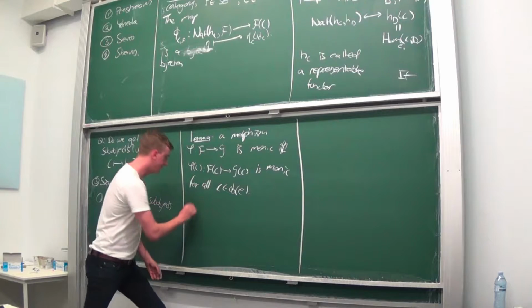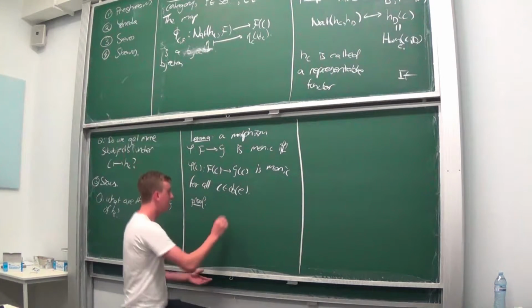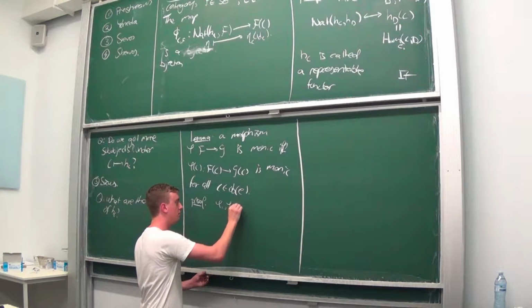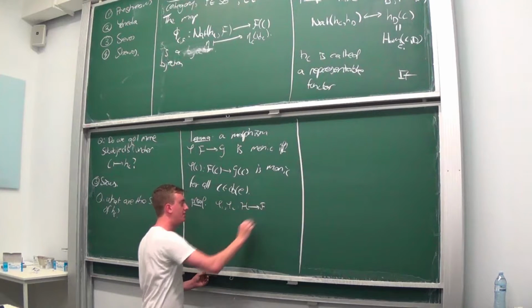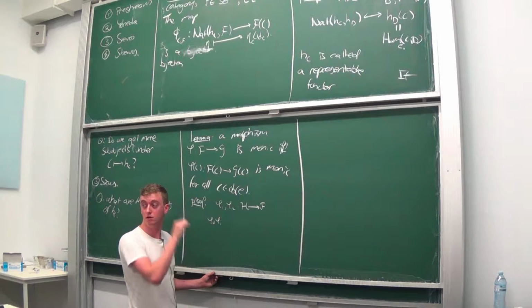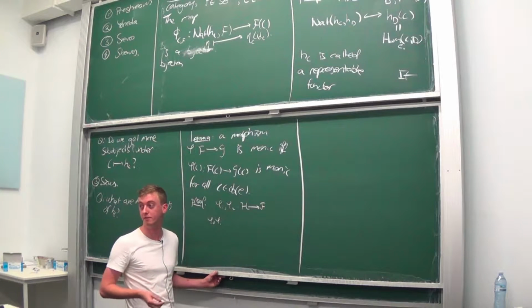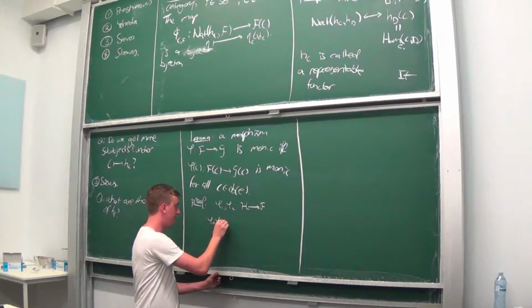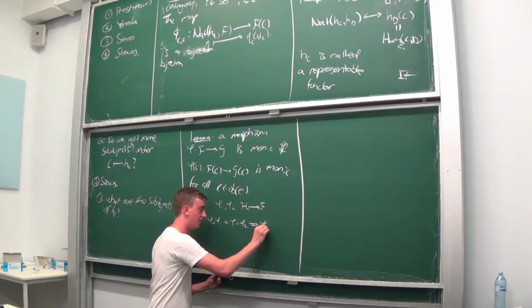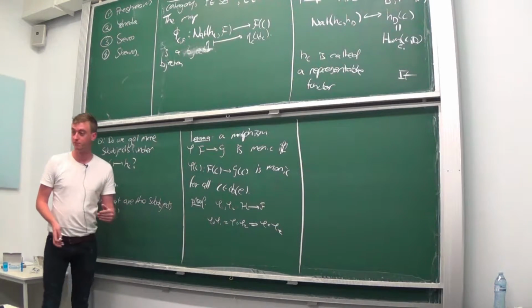A quick proof of this lemma. So phi is monic if, given phi 1, phi 2 going from any object H into F, where F and G are presheaves on a fixed category. I didn't write that, but I did say that. Phi after phi 1 equal to phi after phi 2 implies that phi 1 equals phi 2. Okay? So this is the definition of a monomorphism.